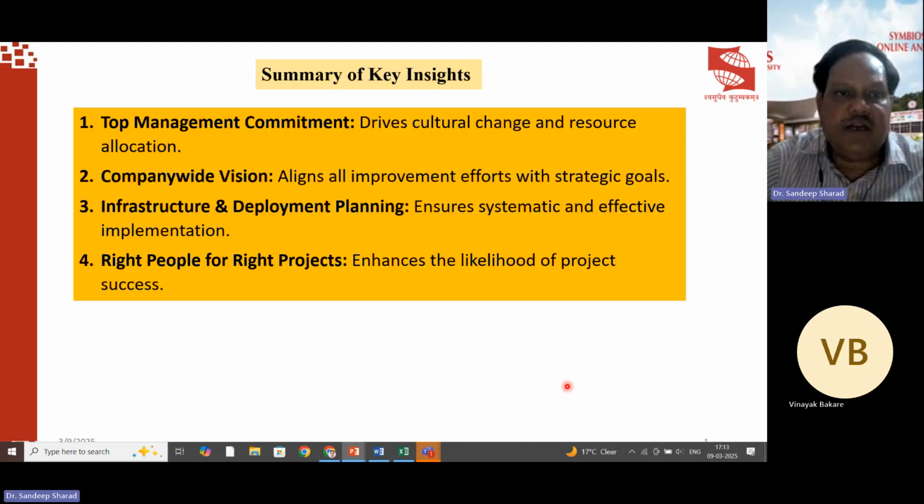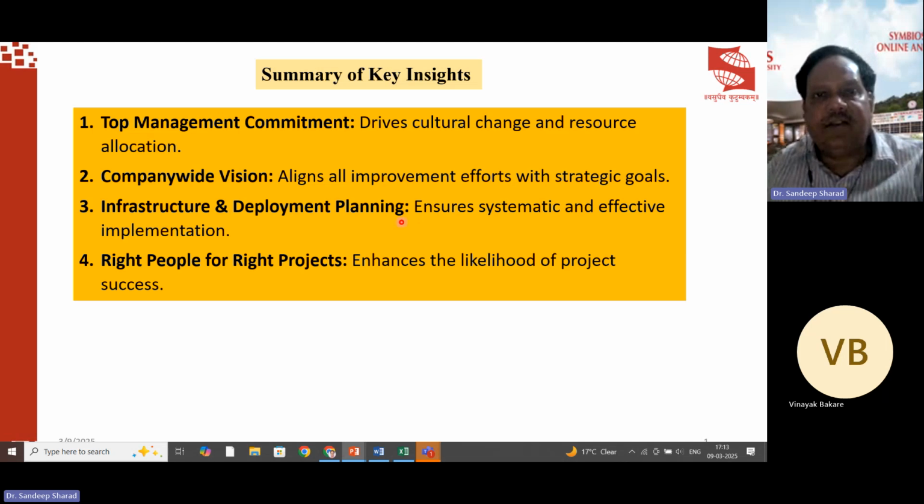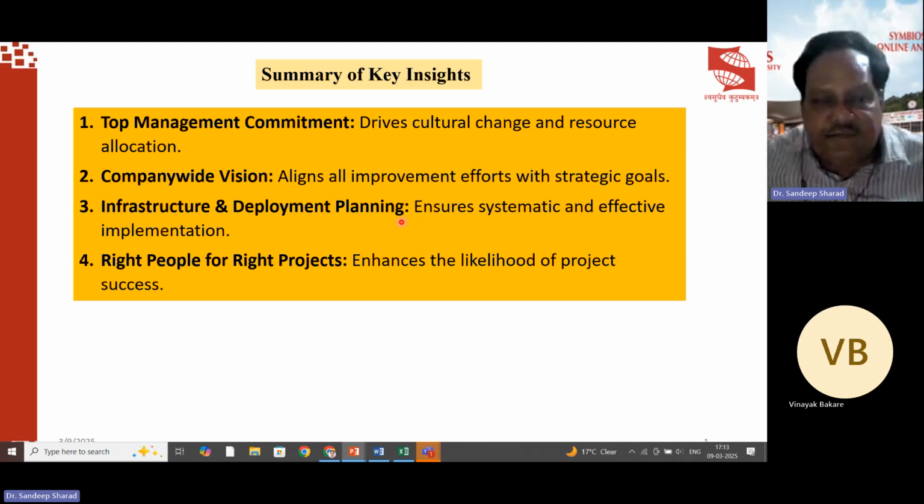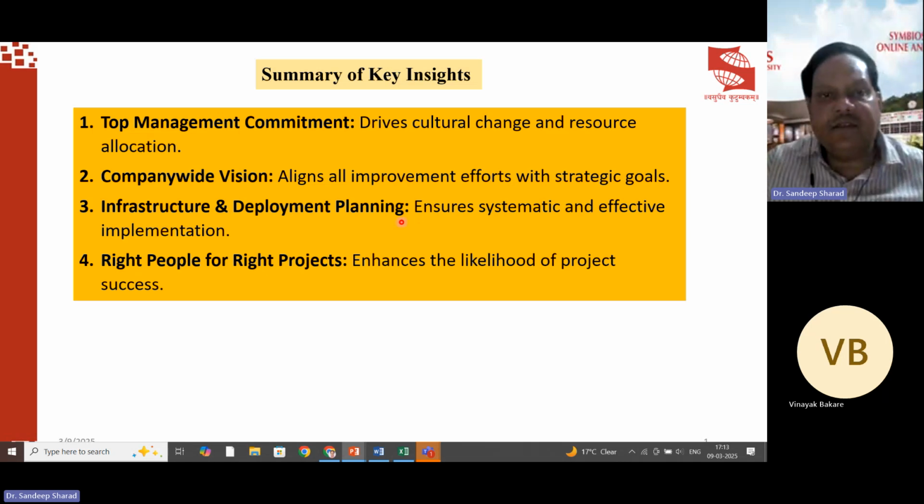Summary of the key insights: top management commitment drives culture change and resource allocation. Company-wide vision aligns the whole improvement effort with strategic goals. Infrastructure and development planning ensures systematic and effective implementation. Right people for the right project increases the likelihood of project success. So these are the basic four major thrusts as far as Lean Six Sigma practices, involvement, and initiation are concerned in any organization.